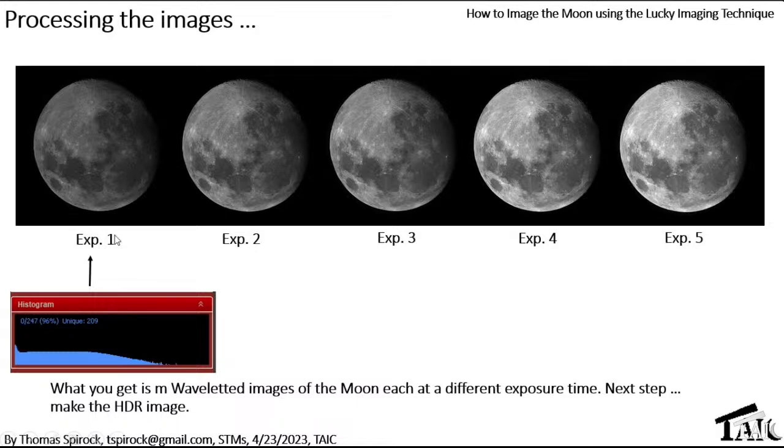And here on the left is what I call exposure one, my quote correct exposure, where my histogram, the tail of the histogram ends about here, 2/3 or 3/4 of the way from left to right. So now the next step is to make our high dynamic range image.